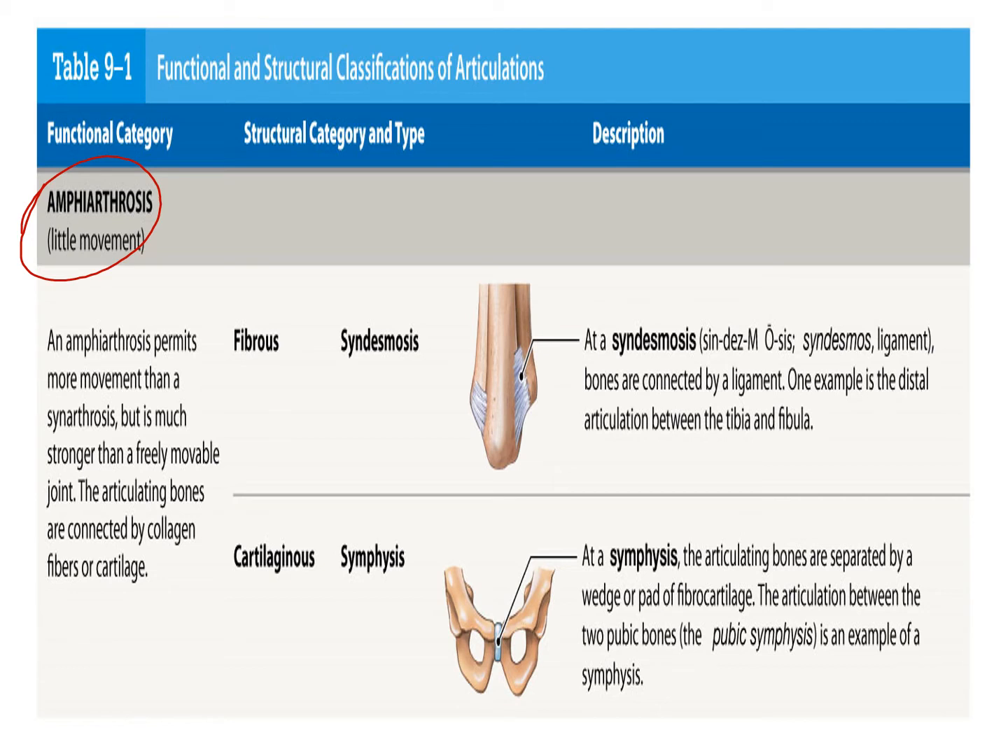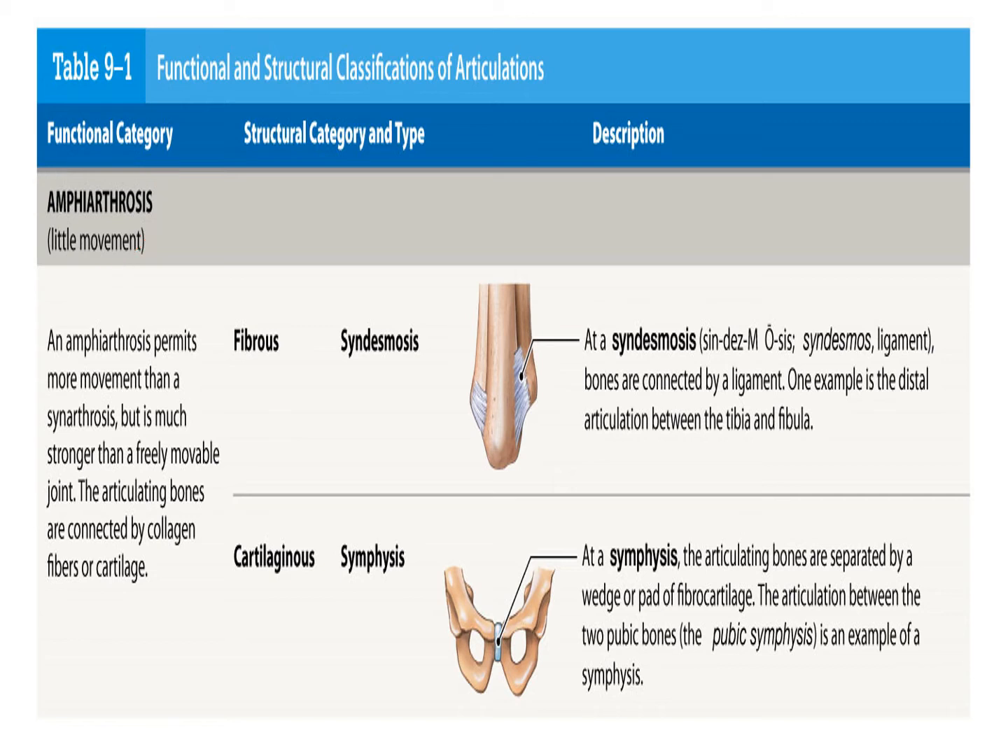So the amphiarthrosis, let's see, this gives more movement than a synarthrosis, but is much stronger than a freely movable joint. So remember, as we get more movement, we become less stable. So these have a little bit more movement, but they still provide great stability. So the first one, we have a fibrous category and a cartilaginous category.